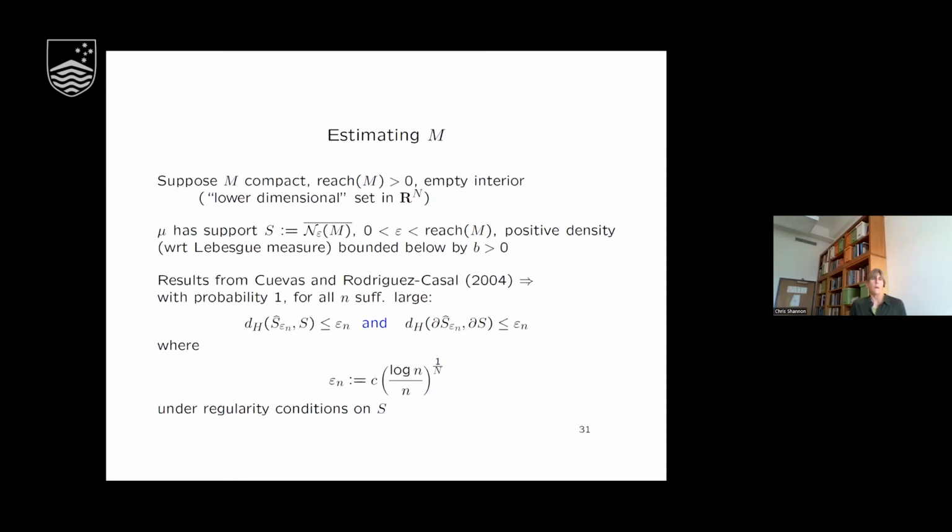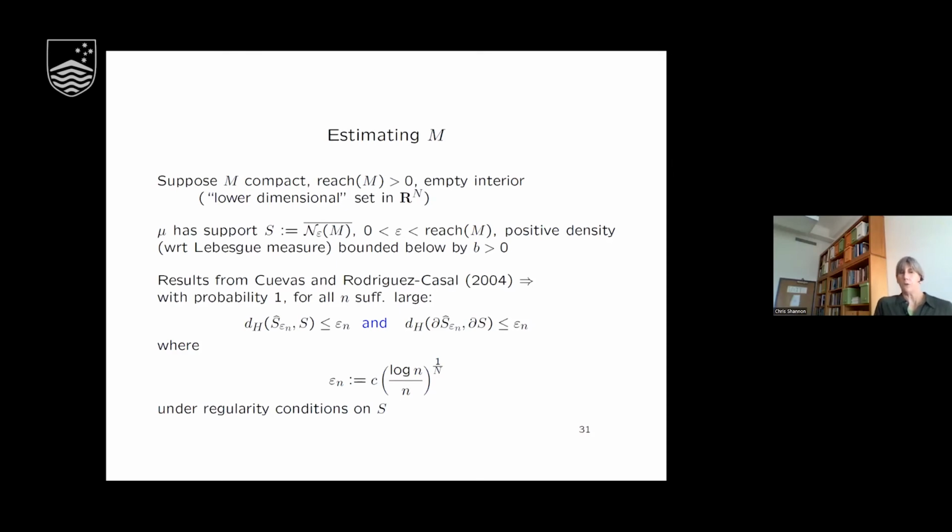I'm going to add a few more assumptions now on the noise. We started with the assumption that the noise has a support which is this closed epsilon neighborhood around M, so it's small with respect to the set M. In addition, now I'm going to assume that this epsilon is less than the reach of the set M. And in addition, that the distribution mu has a positive density with respect to the Lebesgue measure that is bounded away from 0.